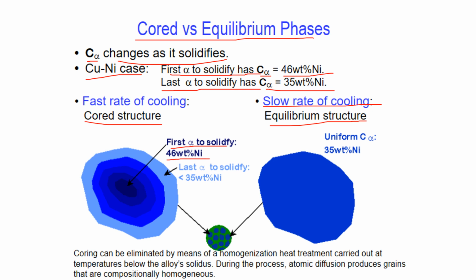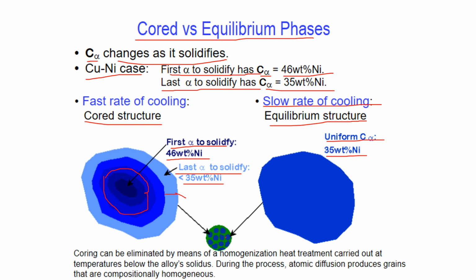For the cored structure, the first alpha to solidify is at 46% weight of nickel, surrounded by some grains over here. This is the non-equilibrium region. The last alpha to solidify is less than 35% weight. For a slow cooling rate, the uniform composition of grains occurs at 35% weight of nickel, while for fast cooling the first solidification occurs at 46% weight of nickel.